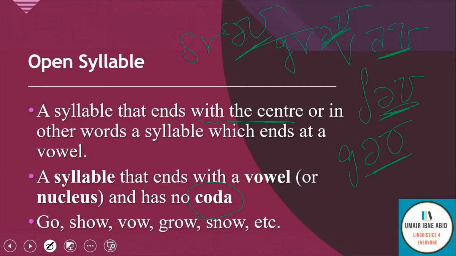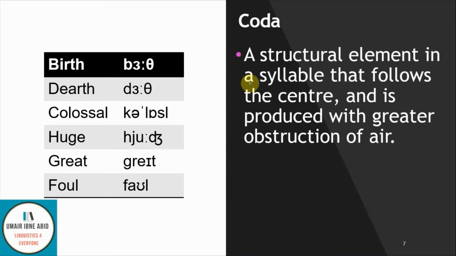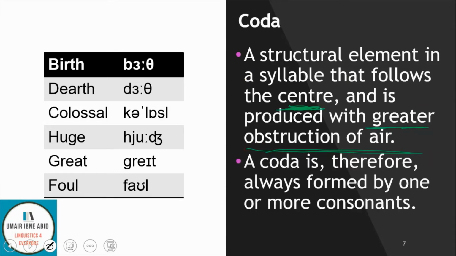And if we talk about coda, what is coda? A structural element in a syllable that follows the center. It means an element that comes after the center, or that comes after the vowel, is called coda. It will also be pronounced with obstruction of air because it will be a consonant. So in this example we have s, bus, s, and then colossal. There are two codas, two consonants, then j, then t, and then a vowel. So these are all examples of coda.